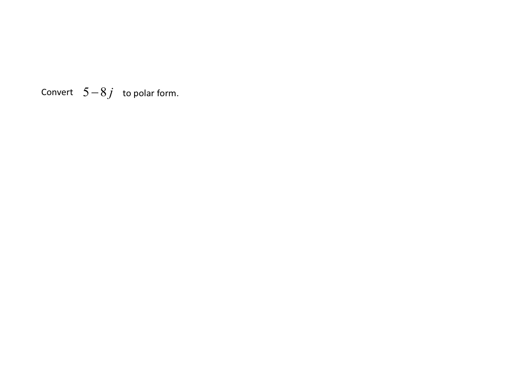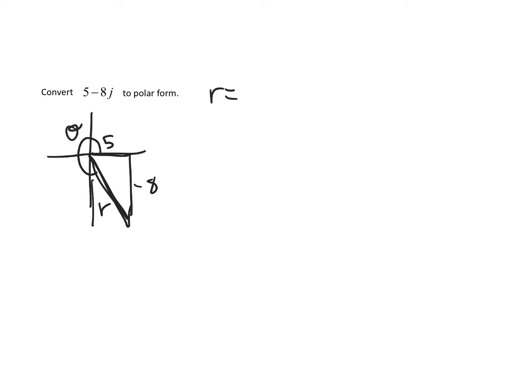All right, let's do some complex numbers. So the first one, we have 5 minus 8j, and we want to write it in polar form. I always like to graph these out. So we go 5 over to the right, and then we go down 8 to give us this. So we are r theta. So r, we can just use Pythagorean theorem. So 5 squared plus negative 8 squared, all square rooted. And this will be approximately 9.43.